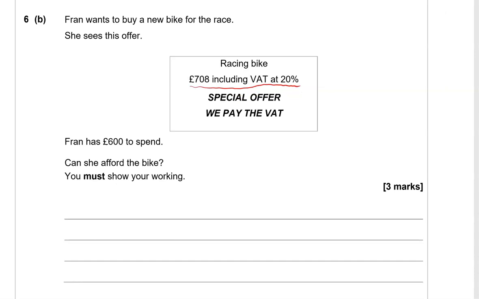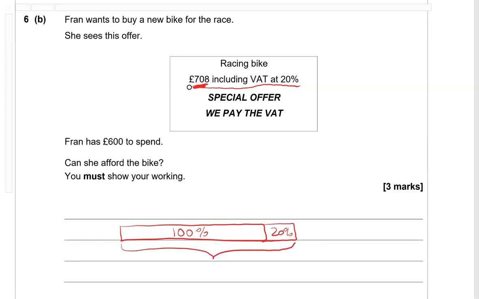There are different methods you could use to work this out. I'll just pick one of them. So we don't know the original price of the bike or the price without VAT. So if I'm just to represent that here as the 100% amount, then to that 20% has been added, which is the VAT. So in total, with the VAT, this is 120%. And that 120% amount is £708.